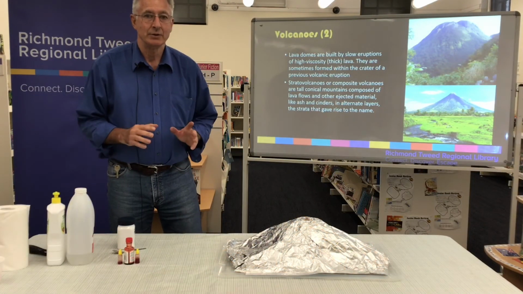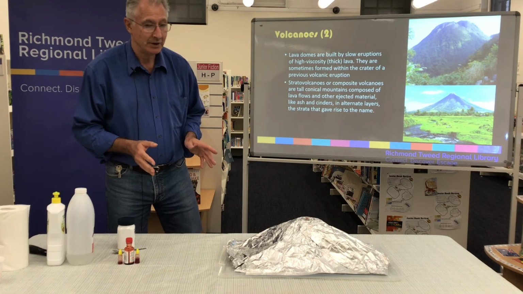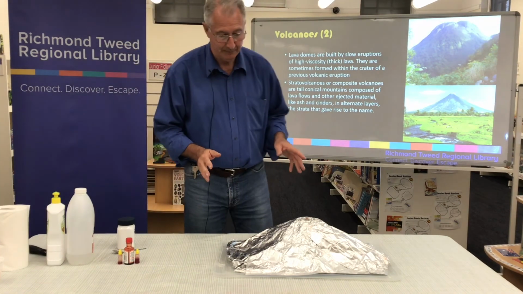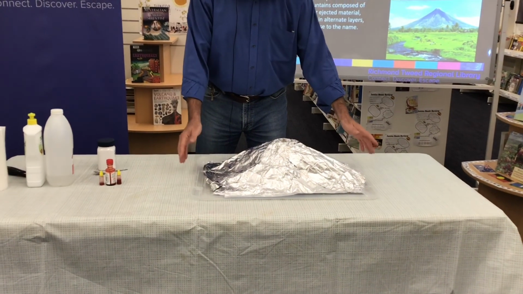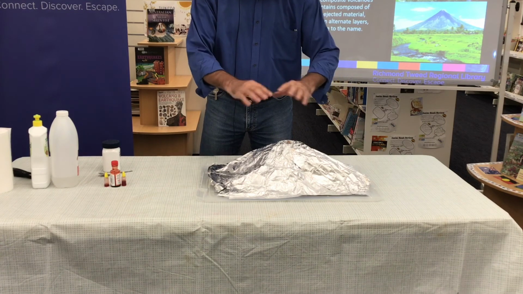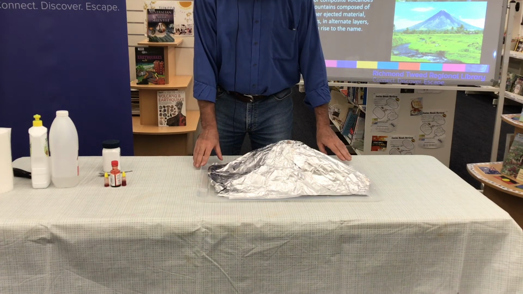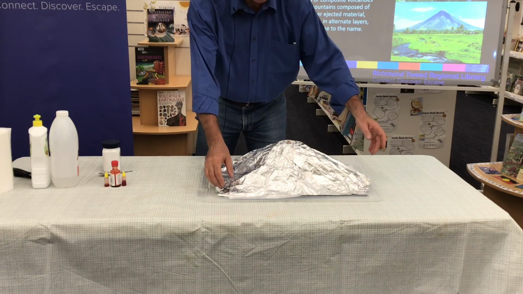Now, for those of you that want to go ahead and do this at home, let me just show you how I made this one here. I started with the top of a storage bin. The good thing about that is that it has a big lip, so that when the lava flows out, it contains it and it won't go all over the table or wherever else you have your experiment.